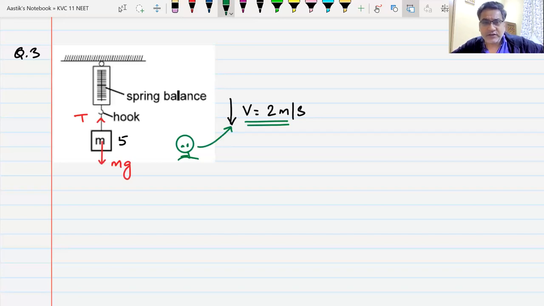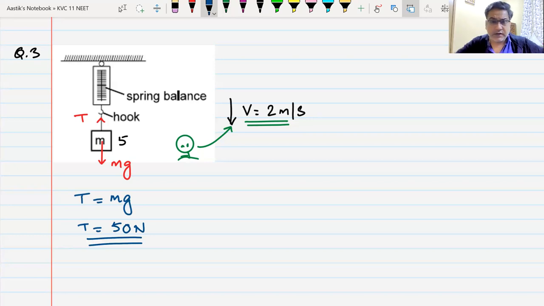If it moves with a uniform velocity, is it an inertial frame or is it a non-inertial frame? Inertial frame, sir. That means I don't have to apply any force. So T will be equal to mg and the reading would be 50 newtons. That is the answer. The reading in the spring balance will be the same if the lift is at rest or moving with uniform velocity, because both are inertial frames. Do we understand this? Yes, sir.